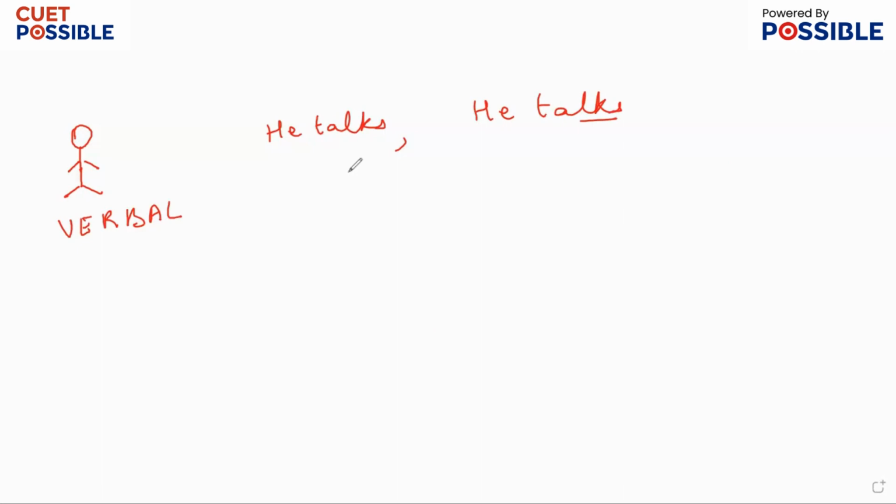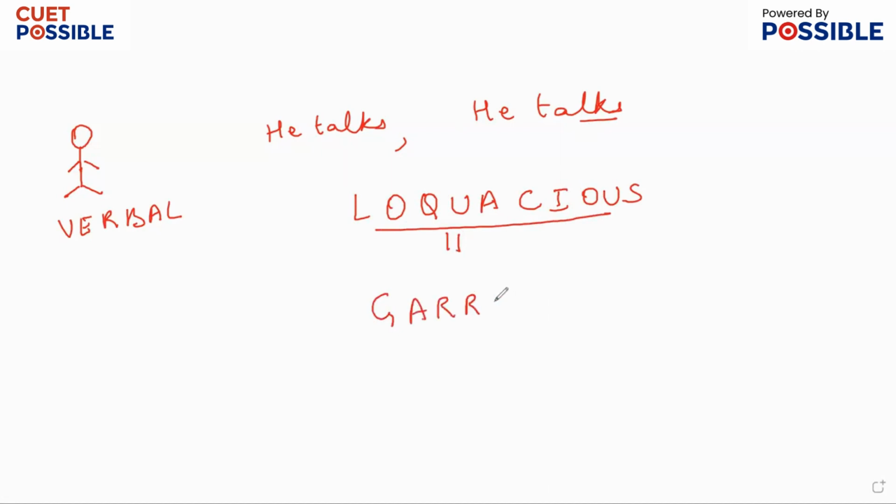He goes on, and when he talks so much, what would we say of him? Then he is loquacious. He's so talkative that he is loquacious. Can we do some more words with loquacious? He is garrulous. When Verbal goes to his village, he talks and talks, and he goes on and on.